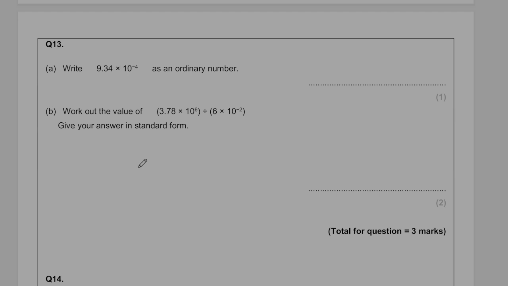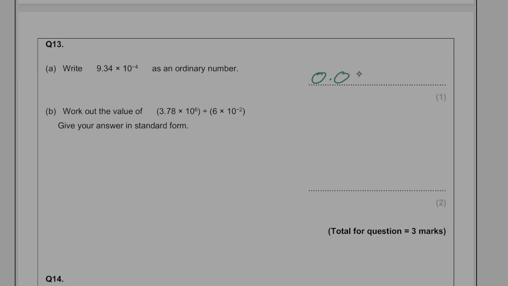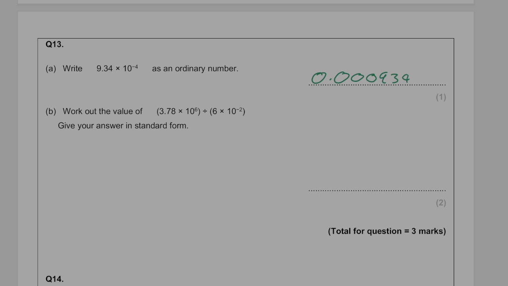Question 13, write 9.34 times 10 to the minus 4 as an ordinary number. So I'm going to be adding 4 zeros at the front. 0.000934.